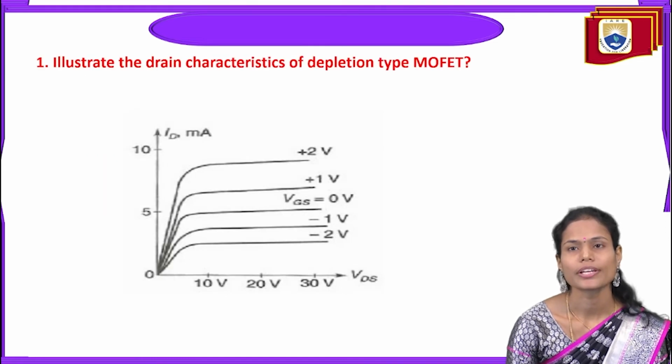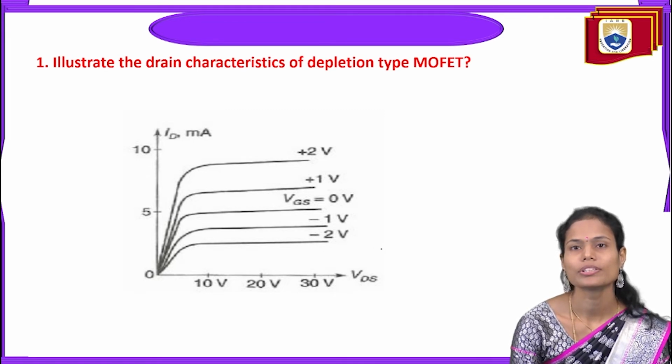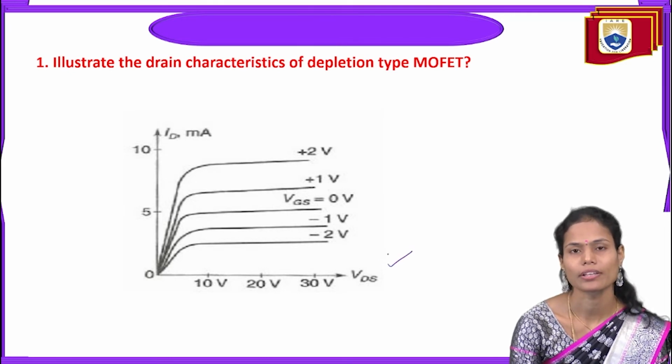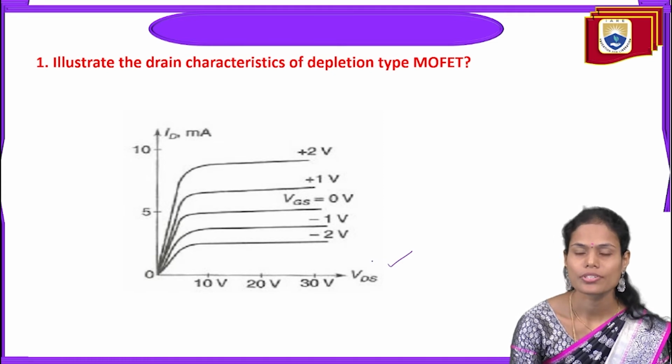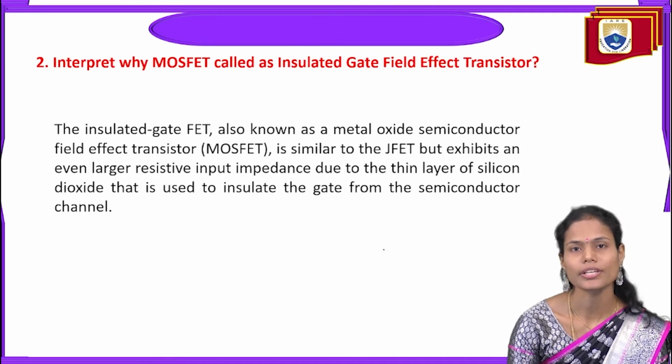So here illustrate the drain characteristics of the depletion type MOSFET. So here we need to draw the drain characteristics of the depletion MOSFET and how the characteristics are varying by varying the VDS as well as VGS voltage, and what are the different regions of operation we need to indicate here. And next, interpret why MOSFET is called the insulated gate field effect transistor.